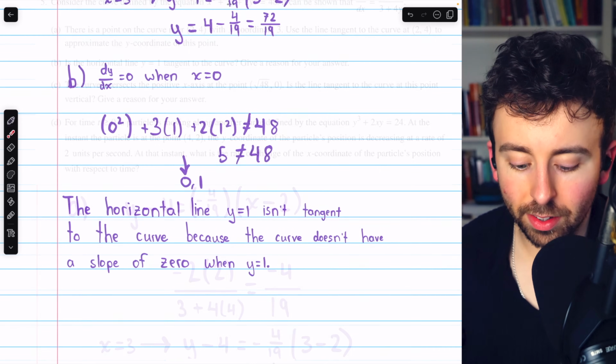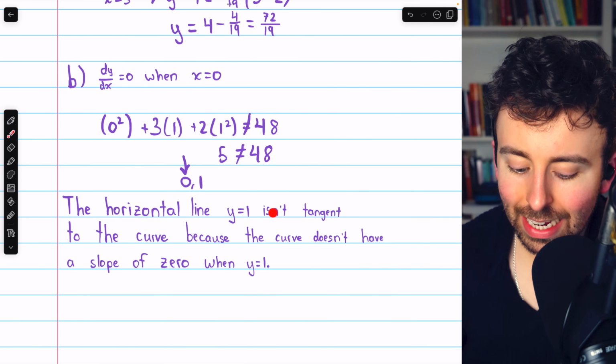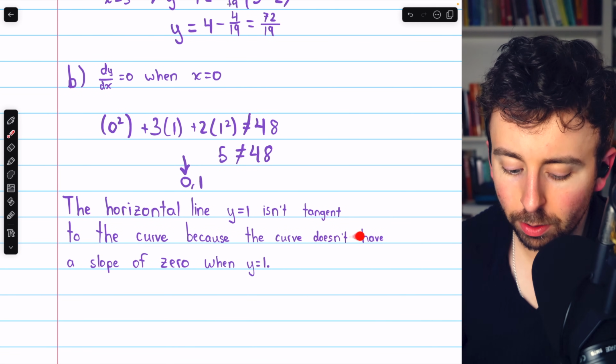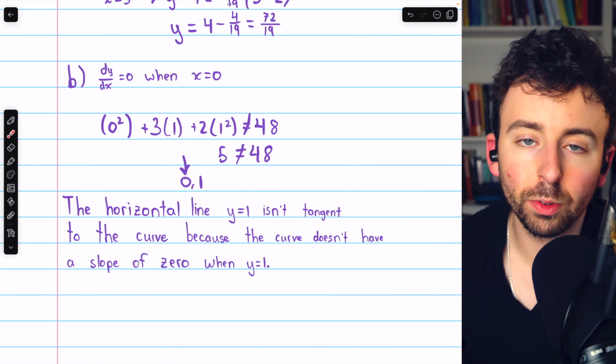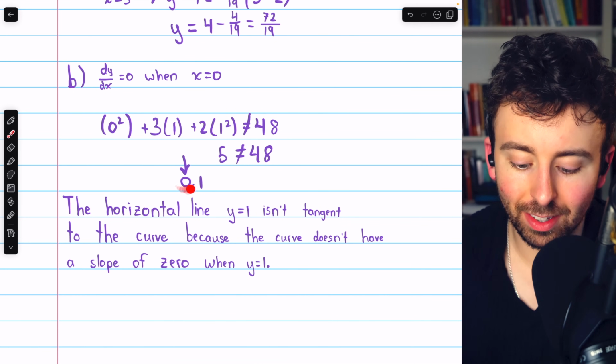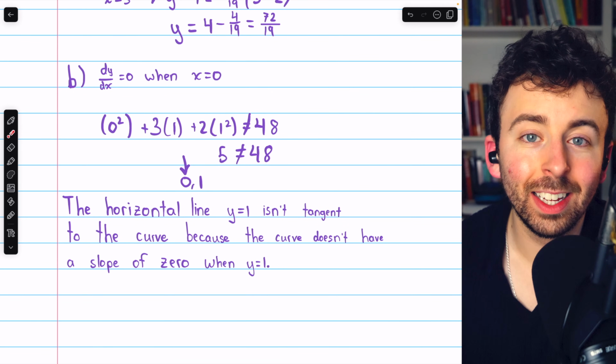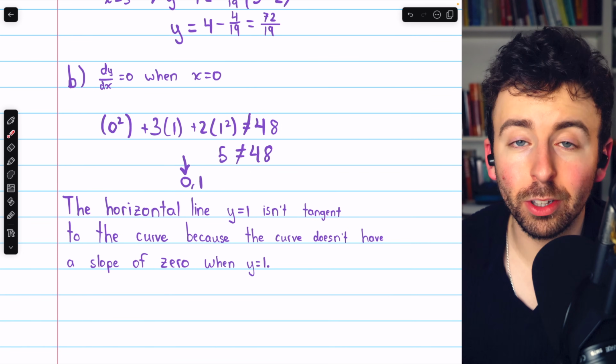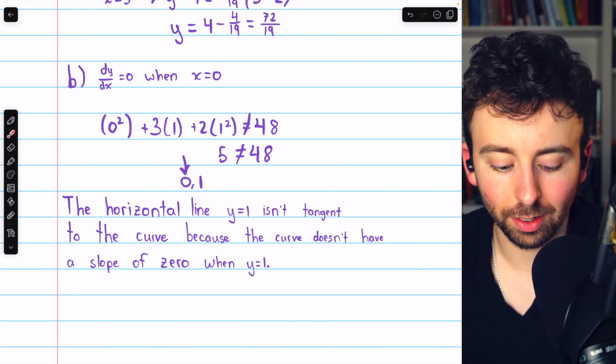the curve. So we could say the horizontal line, y equals 1, isn't tangent to the curve because the curve doesn't have a slope of 0 when y equals 1. When y equals 1, we see that x can't be 0. This point is not on the curve. And since x can't be 0, the slope can't be 0, so not a horizontal tangent.